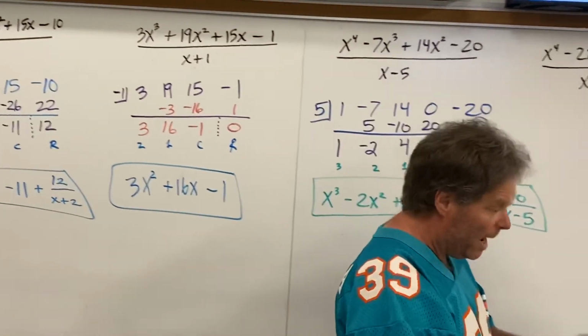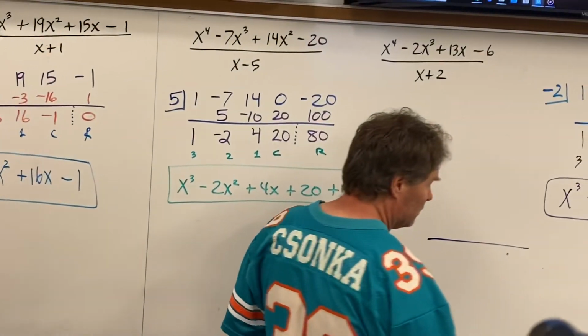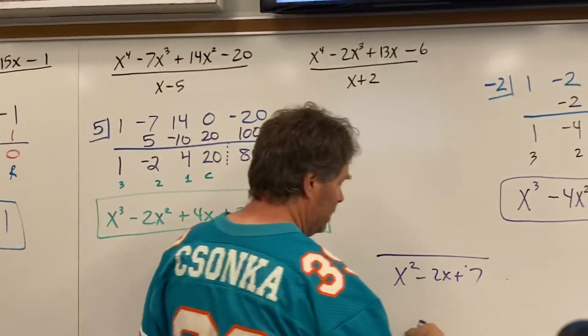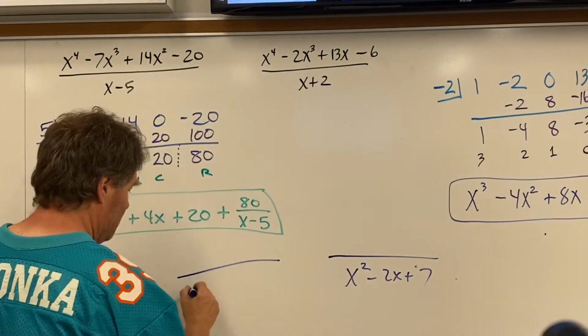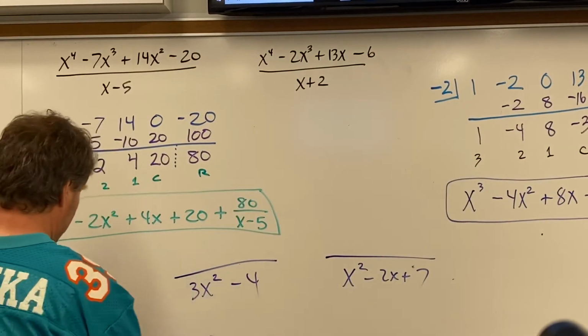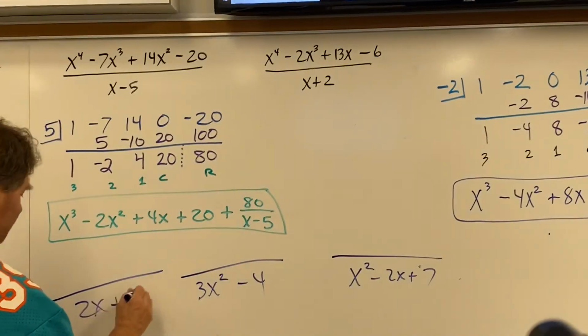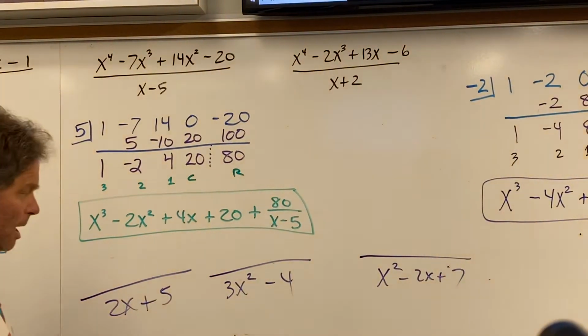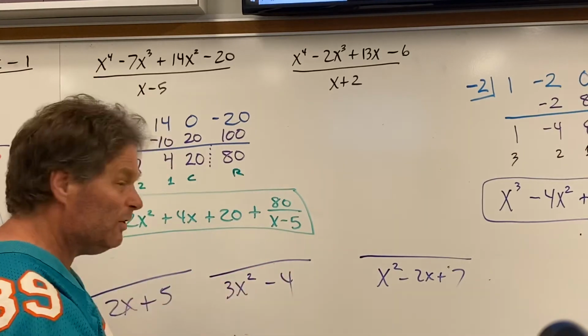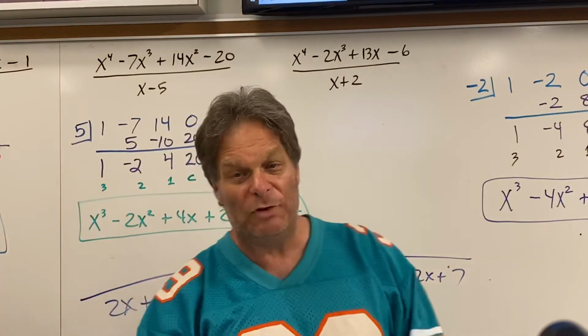Notice what I don't have in the denominator. Let me write some things that I don't have. x squared minus 2x plus 7. I don't have 3x squared minus 4. I also don't have stuff like 2x plus 5, stuff like that. Notice, I didn't see synthetic division with any of those guys. It's because you don't use synthetic division on them.